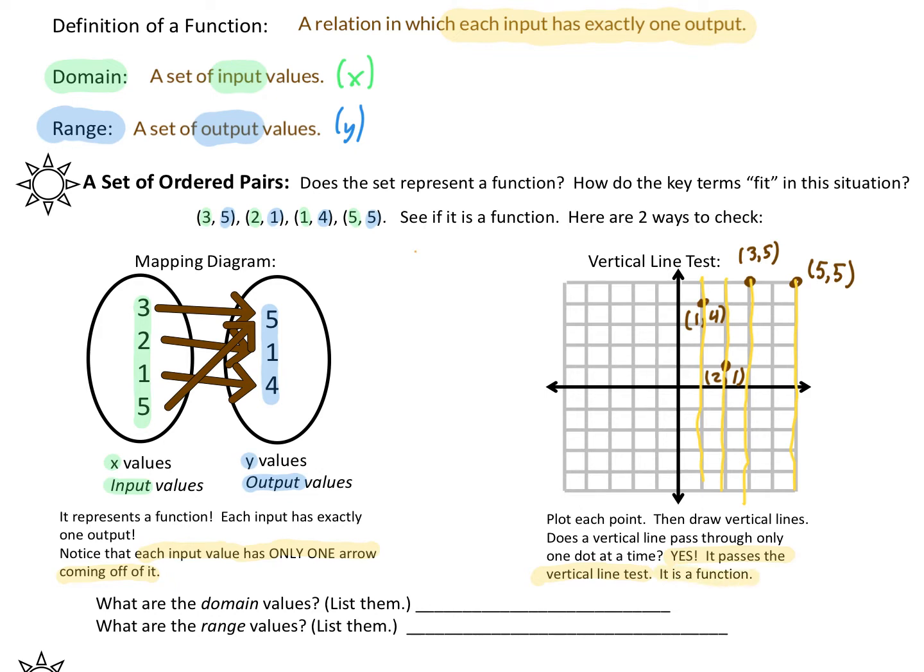This function has the input, the X values, or the domain values of 1, 2, 3, and 5. The output, or Y values, or the range, would be 1, 4, 5.